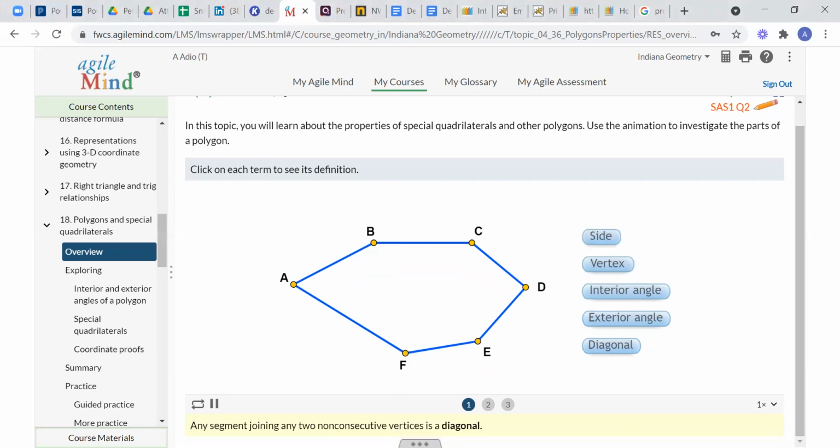That's why it says any segment joining any two non-consecutive vertices is a diagonal. Non-consecutive means they are not next to each other, okay? So if I click on diagonal, you can see A goes to C, D, E, F, and then C goes to E, F, A. So it goes like that. A goes to C, to D, to E, B goes to D, to E, C and F, C goes to E and F, D goes to F, and it continues like that.